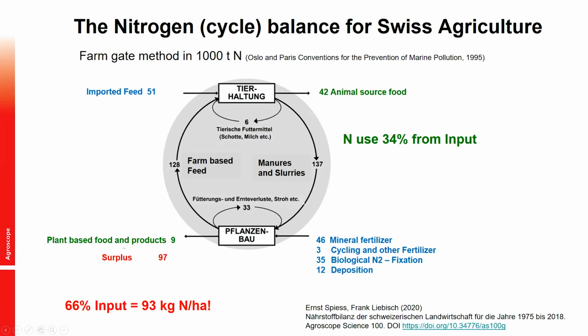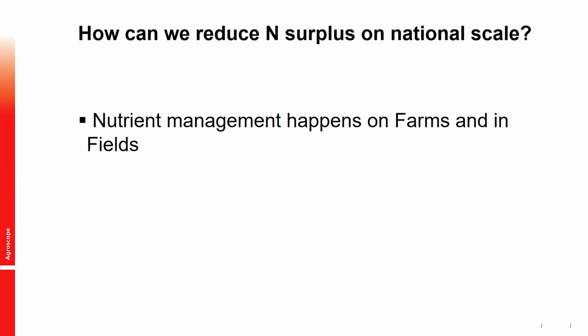Just to mention it, there are also internal flows. Here you see the manures and slurries, so organic fertilizers, which do not count as input or output per se, because they are produced on the farm, and vice versa. We have also the feed produced on the farm, and you can see that the numbers in there are much larger than the inputs or outputs we find. And that's important when we look later at the efficiency of the systems. So knowing that, I would ask the question: how can we now reduce this nitrogen surplus on national scale, which is roughly as large as our inputs?